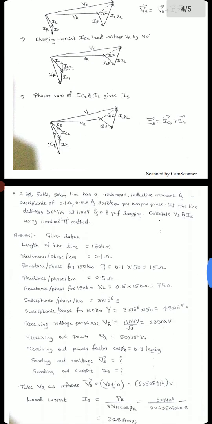So this is the drawing of the phasor diagram of the nominal pi method. We will see one problem here. A 3-phase 50 Hz 150 km line has a resistance, inductive reactance and susceptance of 0.1 ohm, 0.5 ohms and 3 into 10 raised to minus 6 Siemens per kilometer per phase. If the line delivers 50 megawatt at 110 kV and 0.8 power factor lagging, calculate the Vs and Is using the nominal pi method. Okay, now we have to write down the things.